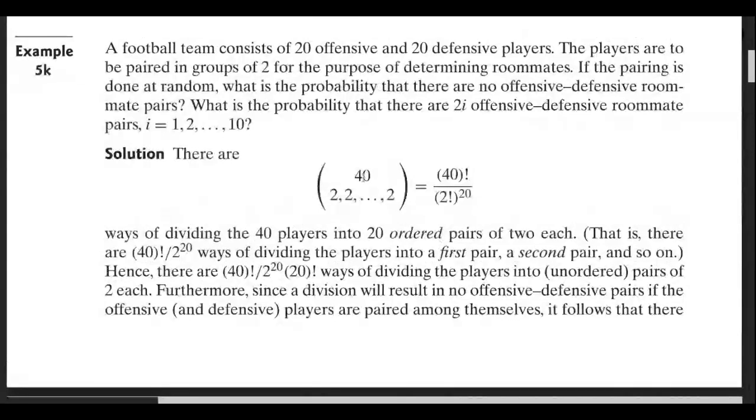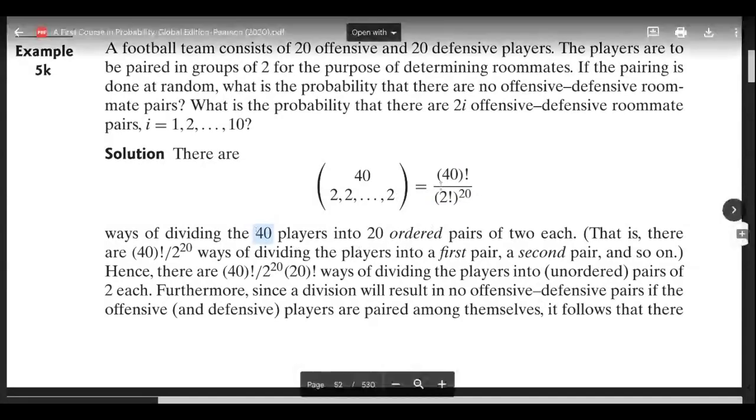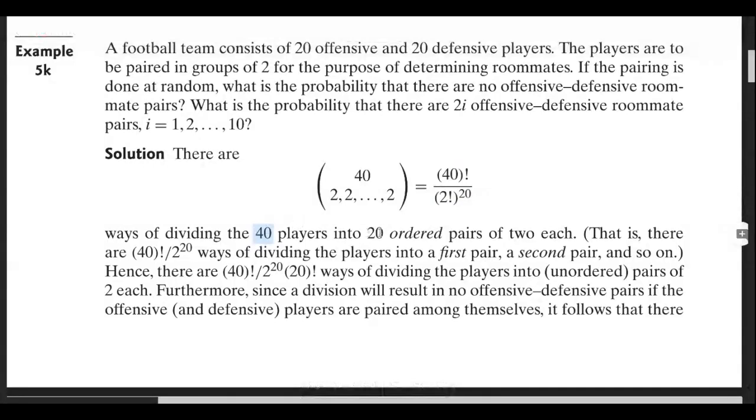So the total sample space would be these 40 players, paired 2 by 2. There will be 10 twos down here. And so what is it? It would be 40 factorial divided by 2 factorial raised to the 20. We have to do this calculation using the multinomial theorem, but I'm going to skip the calculation. So we have this many ways of dividing 40 players into 20 ordered pairs.